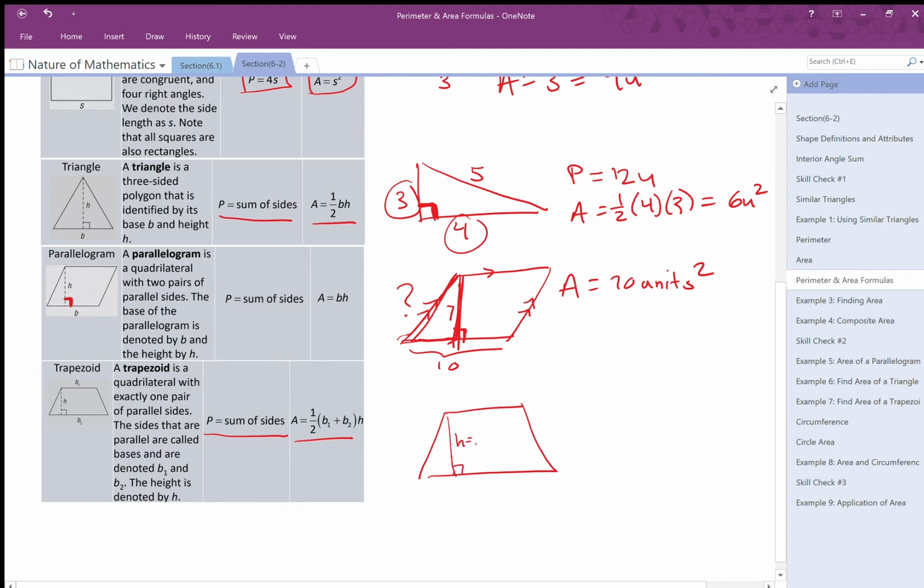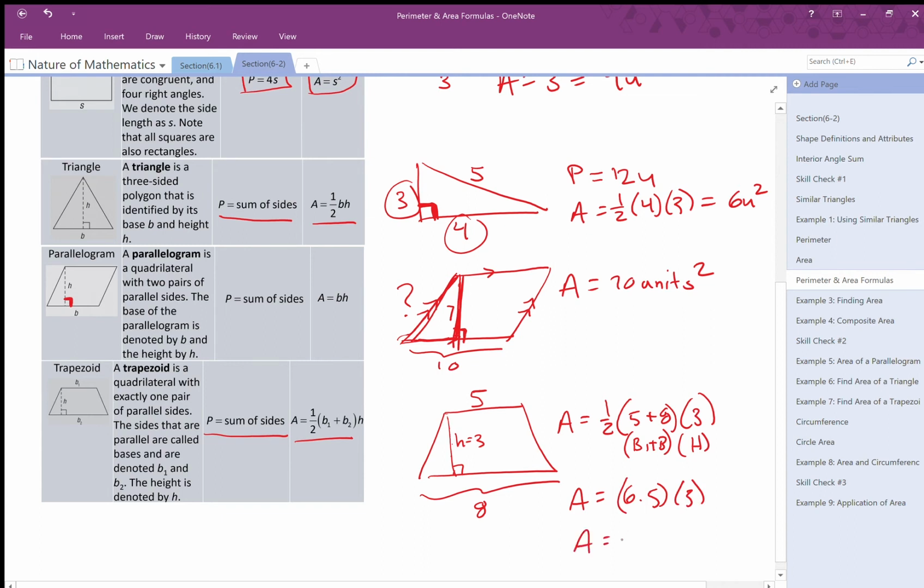So if our height were 3 and we had a bottom base of 8 and a top base of 5, area would equal 1/2 times 5 plus 8, times 3. So this is base 1 plus base 2, the sum of the bases times the height times the 1/2. So area would be 5 plus 8 is 13. Half of 13 is 6.5 times 3. Area would be equal to 19.5 units squared.